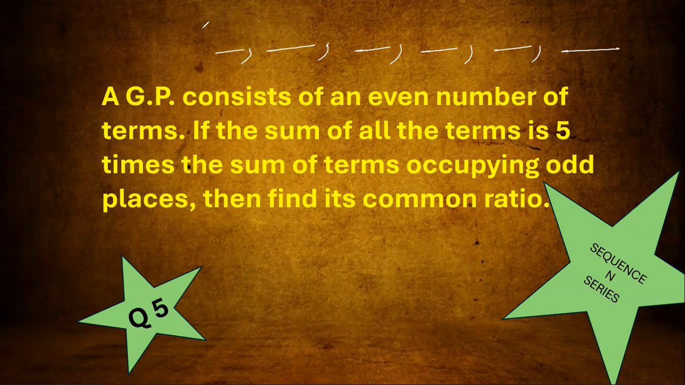We don't know the GP. So let's take it as a, ar, ar square, ar cube, ar raised to the power 4 and ar raised to the power 5, right? Whenever we don't have the GP actually, this is the general GP that we are taking. So n is equal to 6 basically, right?